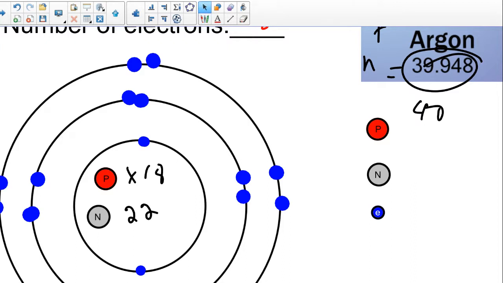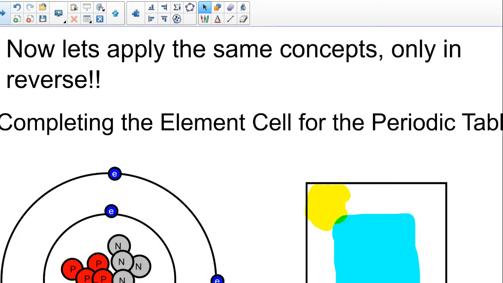Notice this is actually a special case where the shell is complete. When we have these complete shells, that means it's the most stable, and it happens that all of the noble gases are stable with full outer shells. So that's a key point, that the most stable elements are going to be the noble gases, which are the far right column of the periodic table. So now we're going to work backwards.